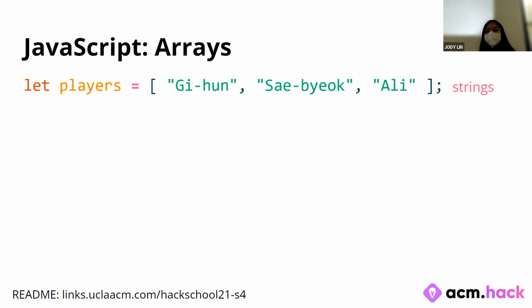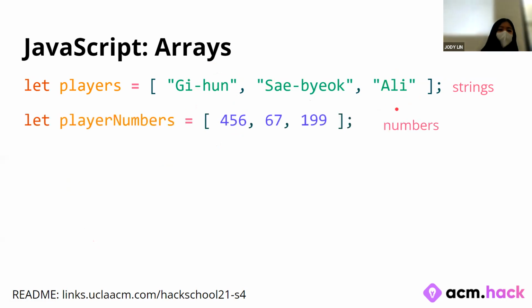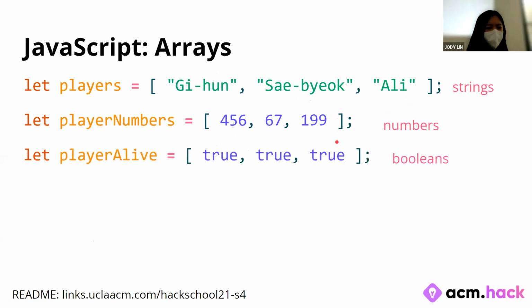These are just some examples so you can get an idea of what it looks like and what we can do with it. And then I'll dive into the syntax. So we'll have, for example, a players array, and that's an array of strings. So we have the names of all 3 characters. We can also have numbers. So the numbers of each player, like Gihun is 456, Saebyuk 67, Ali 199. So we have a list of numbers going on here.